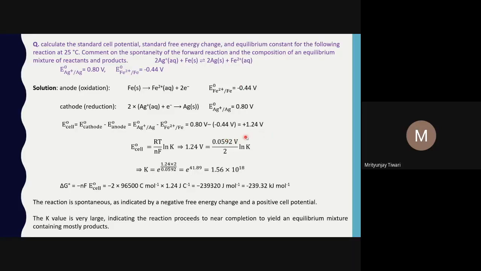But we also have to calculate the equilibrium constant and the standard free energy change. Let us first calculate the equilibrium constant. E naught cell will be RT divided by NF times ln K. RT divided by F is equal to 0.0592 volt. The value of N is 2 because 2 electrons are involved in this reaction: for 1 mole of iron atoms, 2 moles of electrons are involved.